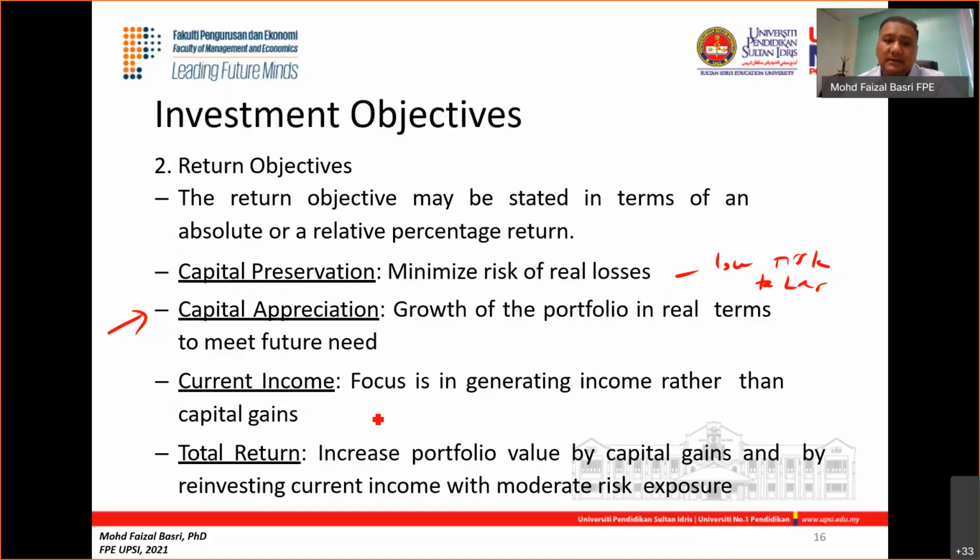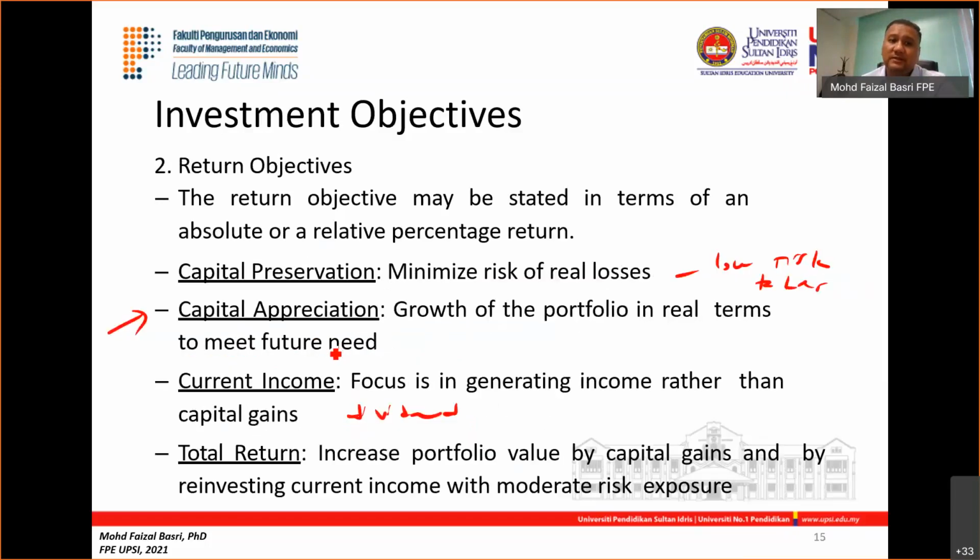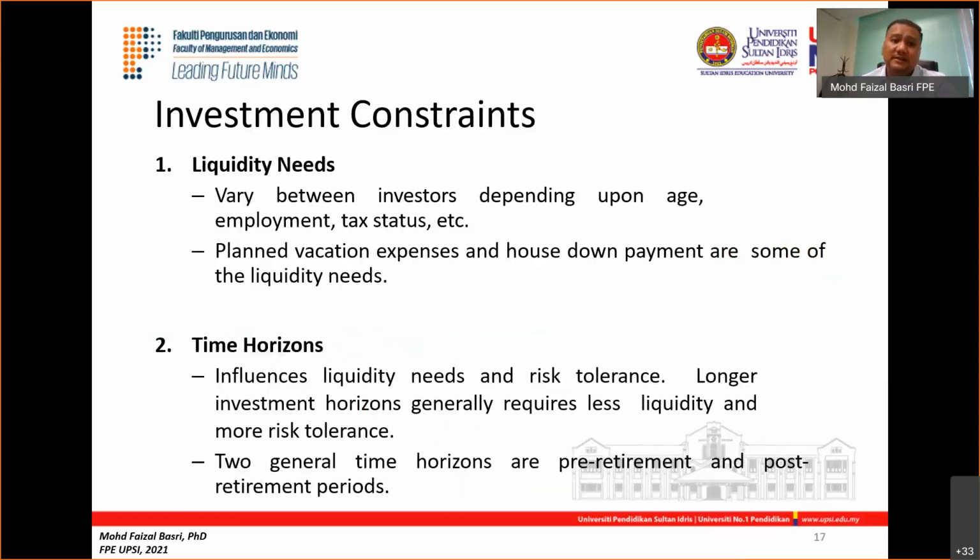Okay, capital position, dah cerita, the current income is more on immediate returns. Okay, this is in the form of dividend, for example. And total return is combination of all. Okay, combination of all. Okay, they have to specify this. Risk punya objectives and also the return objectives. Okay, and the constraints. Okay, these are some examples of constraints. Okay, must be stated juga dalam policy.